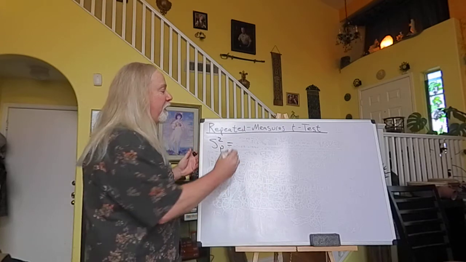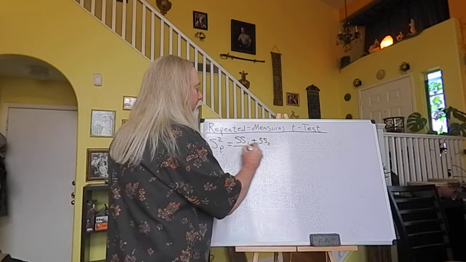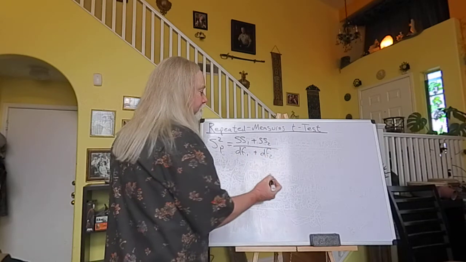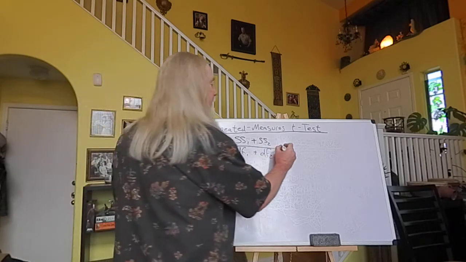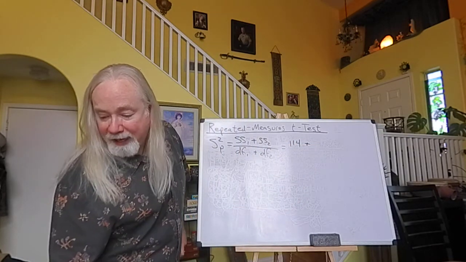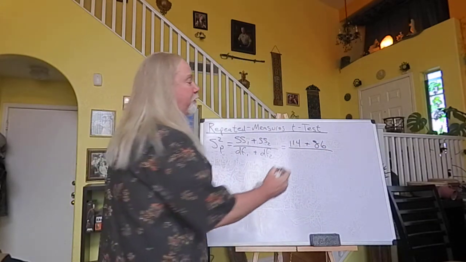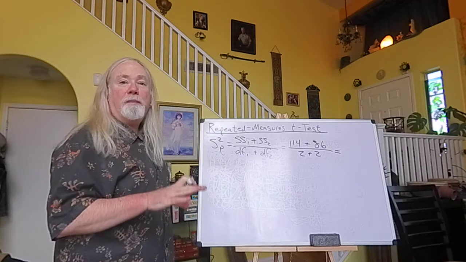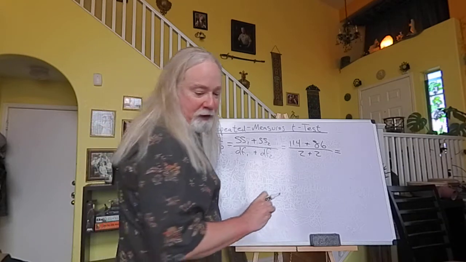Remember, our pooled variance is the sums of squares for the first sample plus the sums of squares for the second sample, divided by degrees of freedom for the first sample plus degrees of freedom for the second sample. It tells us right in the problem, sums of squares for the first group is 114. Sums of squares for the second group was 86. And the degrees of freedom for both groups was the same, 2 and 2. When we compute this, we'll find that our pooled variance for the data on the left is 50 points.